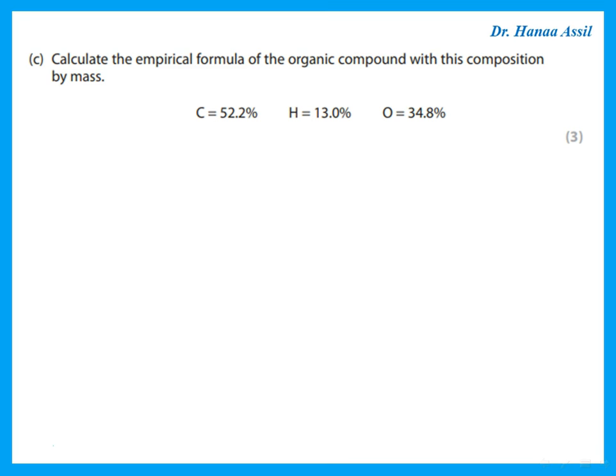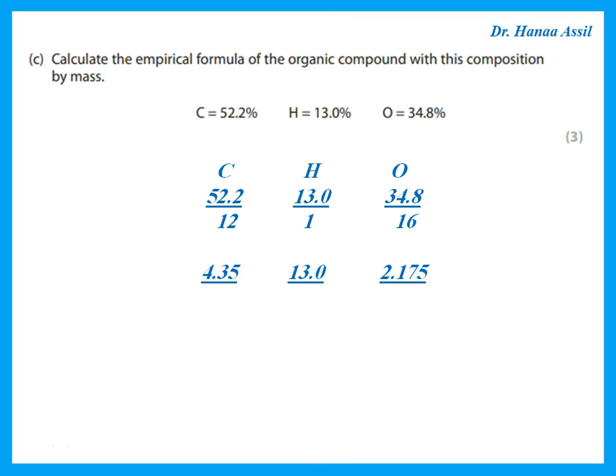Calculate the empirical formula of the organic compound with this composition by mass. If he gives me percentages and he wants the empirical formula, how do we do that? You write the percentages. The first thing you do is divide by the mass number of each one, the big number. Please do not divide by the atomic number. You divide by the mass number, that's the big one from the periodic table. So carbon is 12, oxygen is 16.